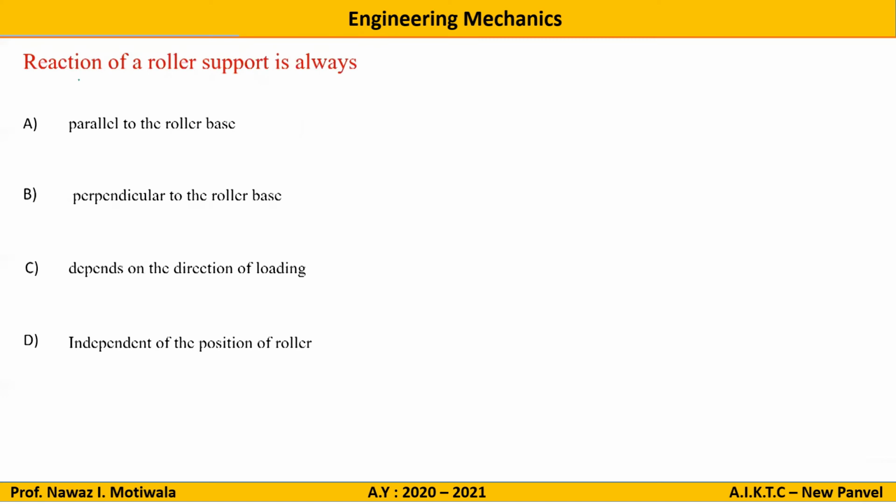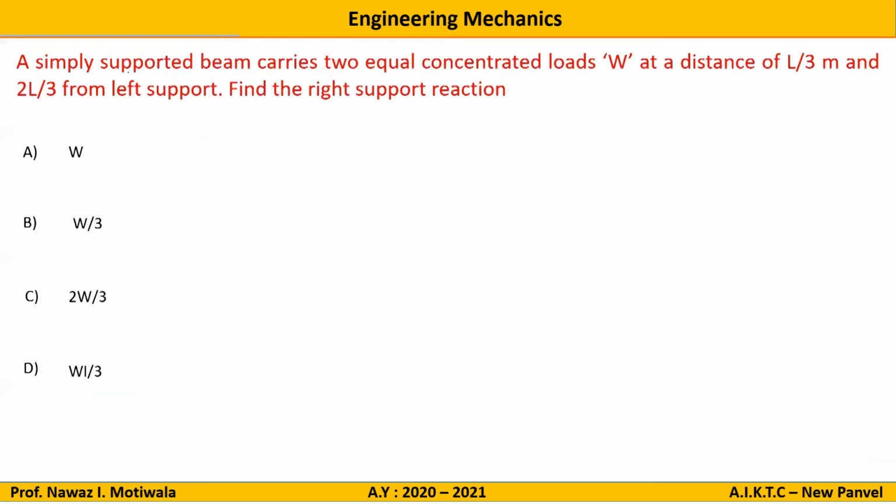Next question. Reaction of a roller support is always. So we have seen the reactions are always perpendicular to the surface. So it will be perpendicular to the roller face. Option B. Next question. A simply supported beam carries two equal concentrated loads.